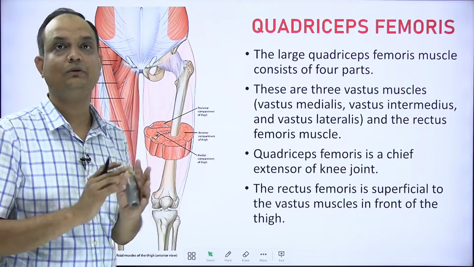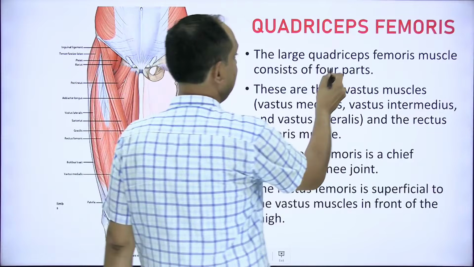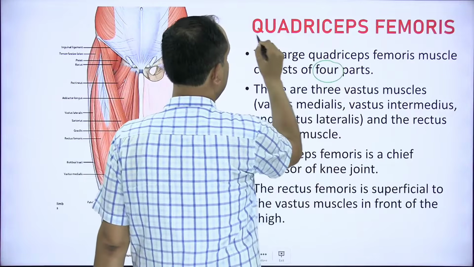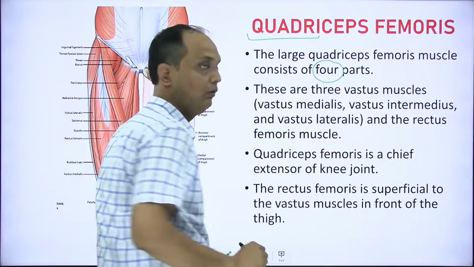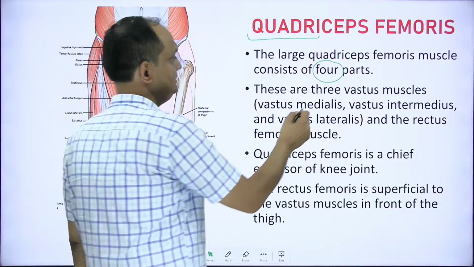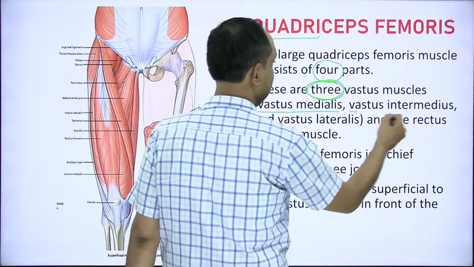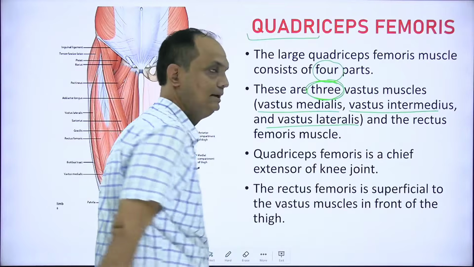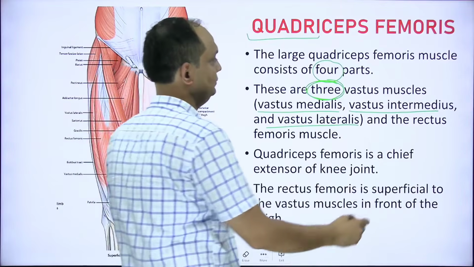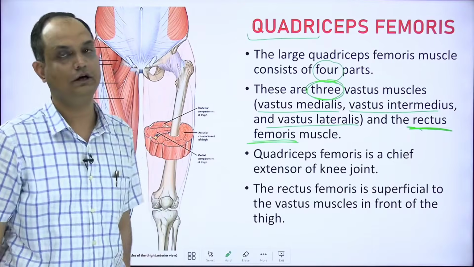Now, we will see that quadriceps femoris is the very bulky muscle of the front of the thigh, and it is made up of 4 parts, as quadri means 4. So, what are the 4 components of this muscle? One is the 3 vasti. The 3 vasti are vastus medialis, intermedius and lateralis, and the 4th component is known as rectus femoris. So, these are the 4 components of quadriceps.